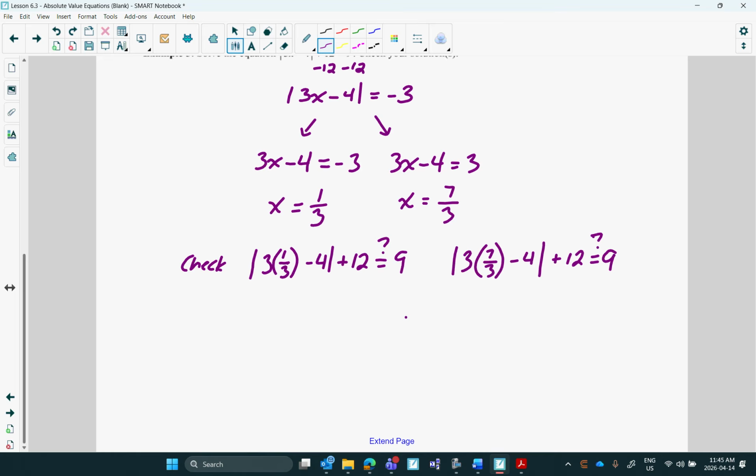What's 3 times 1/3? 1. So we get 1 minus 4, which is the absolute value of -3. And I still have to add 12. Well, do these sides equal each other? No, because this is going to be 3 plus 12, which is 15. That is not 9. That does not work.